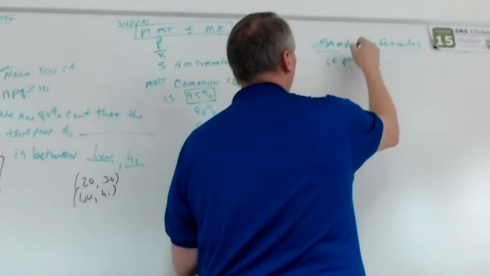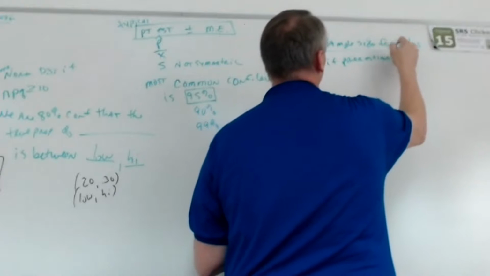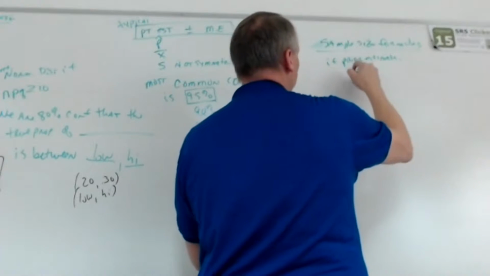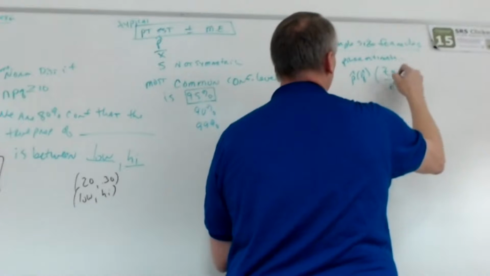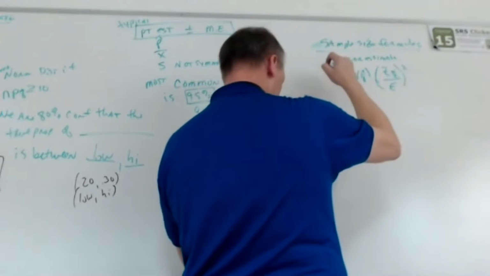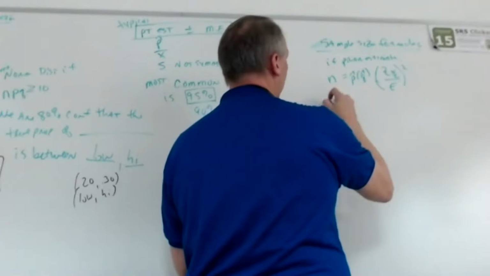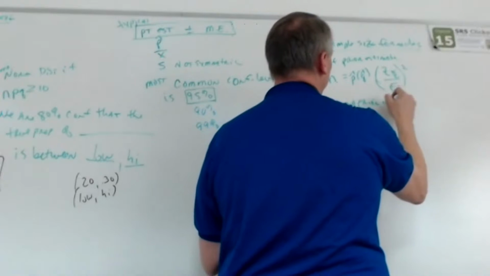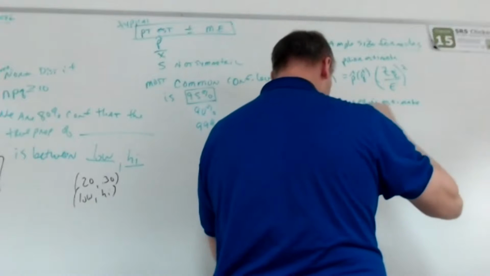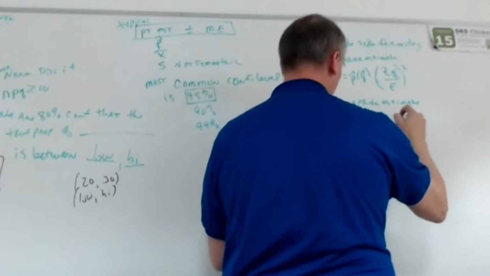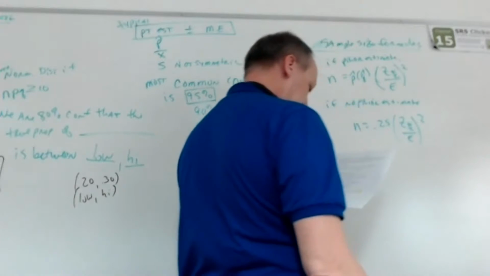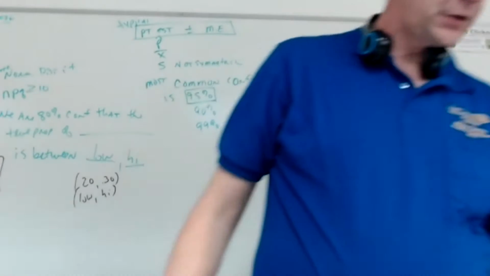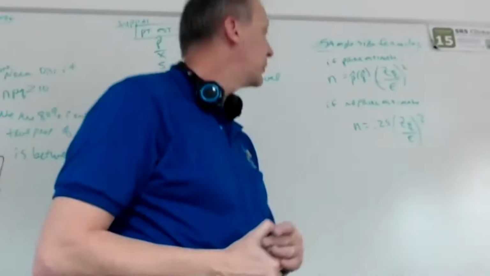If you have a prior estimate, then you're going to do p hat q hat times z sub alpha over 2 over e, where e represents your margin of error, squared. That's going to equal your n. And if no prior estimate, then it's going to be n equals 0.25 times z sub alpha over 2 over e, squared. Okay? So e is your margin of error. Okay, so let me just do a quick example.